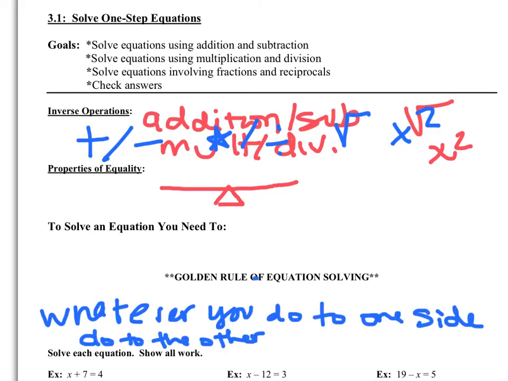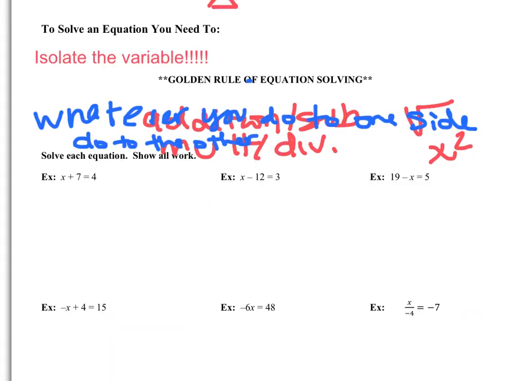The big thing with equation solving that we're going to hear about all year long is that anytime you're solving an equation, your goal is to always isolate the variable. Get the variable by itself. That's when you're done. So together we're going to solve a few of these basic equations, and then I'm going to have you pause the video and do the rest on your own.